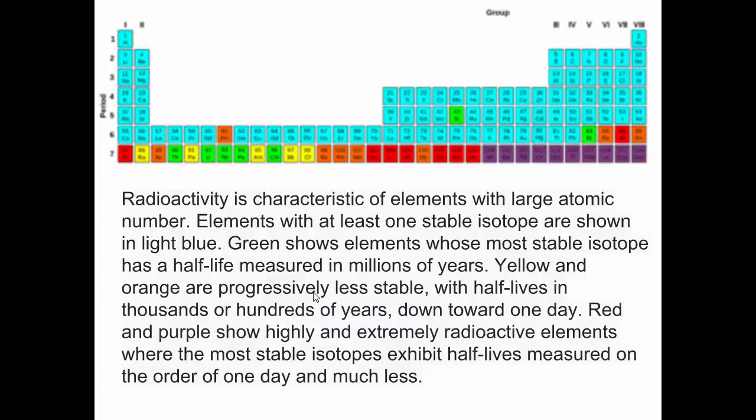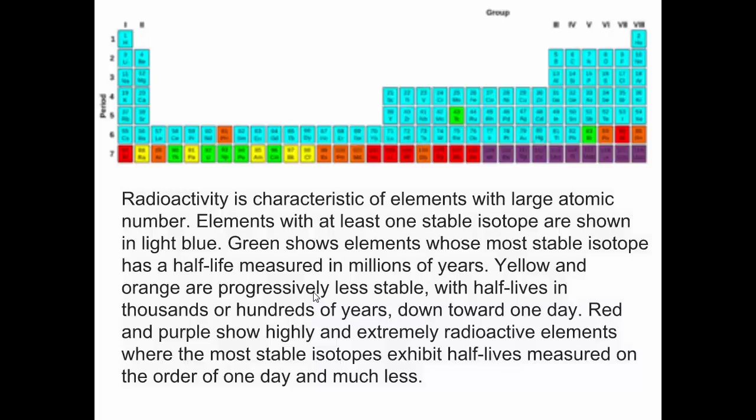The yellow and the orange elements are less stable. Okay? They decay in hundreds or thousands of years. Half-life is in the hundreds or thousands of years. The red and purple are extremely radioactive elements, which decay very quickly, sometimes in days or even less.